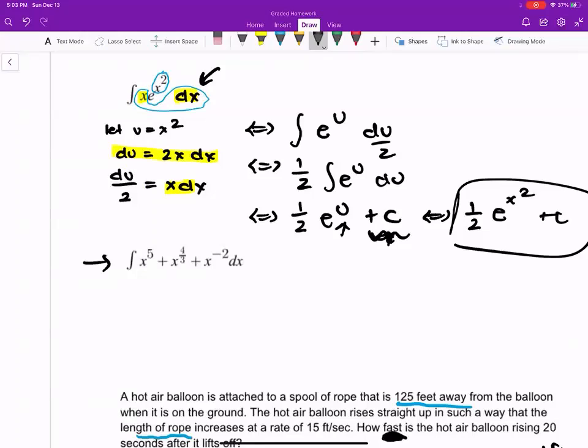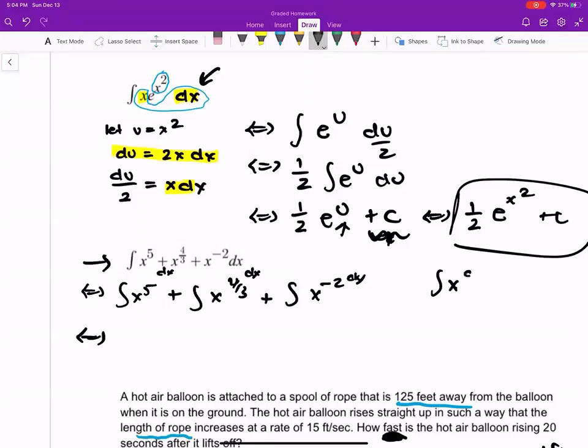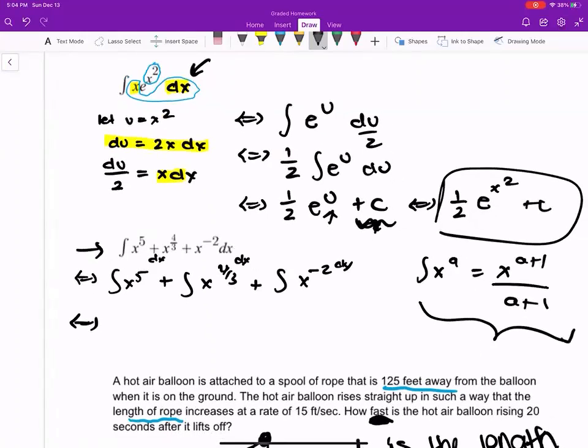Integration can split over addition. So this would be equivalent of integration of x to the 5 plus integration of x to the 4 over 3 plus the integration of x to the negative 2. And there's dx, like you shouldn't forget these. Now, integration of x to the a is basically x to the a plus 1 over a plus 1. So you want to remember this. Like this is something that you should know.